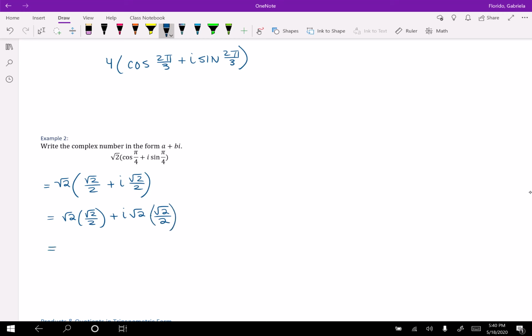And again, this is going to give us the square root of 2 times the square root of 2, which just gives us square root of 4, which is just 2, so 2 over 2, plus i, again, square root of 2 times the square root of 2 gives us square root of 4, which is just 2, 2 over 2, and so this trigonometric form comes from the complex number 1 plus i. So 1 plus i is the same thing as the square root of 2 times the quantity cosine pi over 4 plus i sine of pi over 4. So again, you can always go back and forth. So you can always go from trigonometric form to complex number, from complex number to trigonometric form.